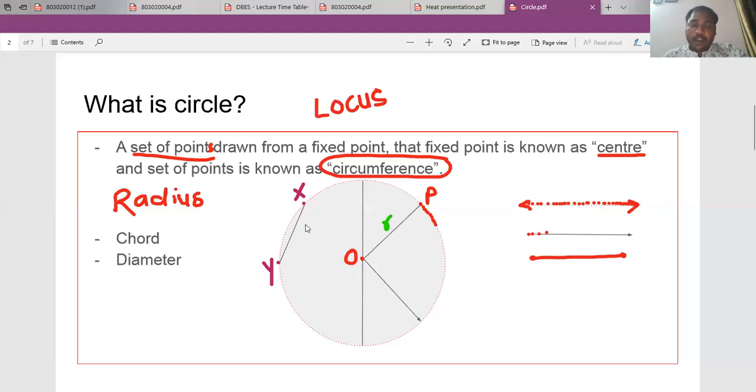So very simple, we can define a chord as a line segment joining any 2 points on the circumference of the circle. Just try to understand, any 2 points on the circumference of the circle. So this is representing the chord.